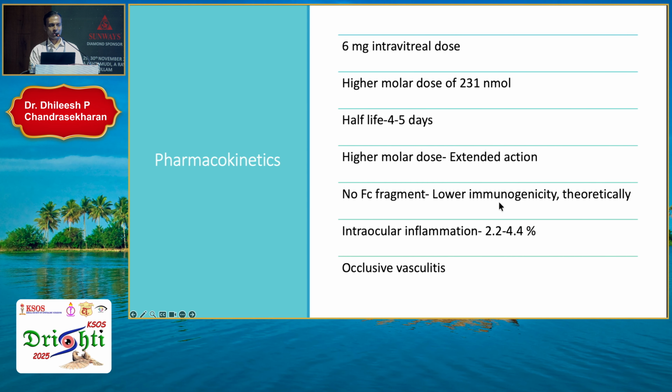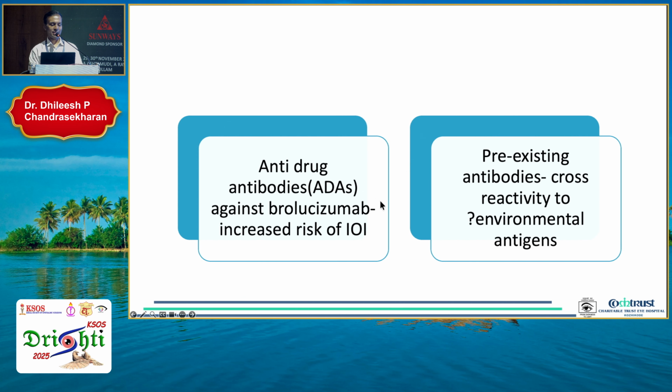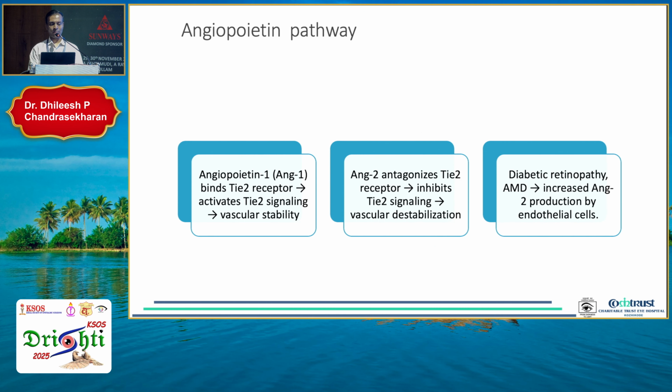Theoretically it should have lower immunogenicity because there is no Fc fragment, but practically what we see is a higher incidence of intraocular inflammation of 2.2 to 4.4%. Why is it so? Because it causes anti-drug antibodies. Even patients who are receiving it for the first time have been shown to have anti-drug antibodies because it is said to have cross-reactivity to unknown environmental antigens. So because of this, there is an increased risk of intraocular inflammation, even occlusive vasculitis and severe vision loss.